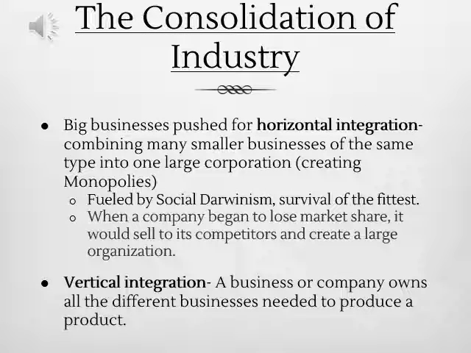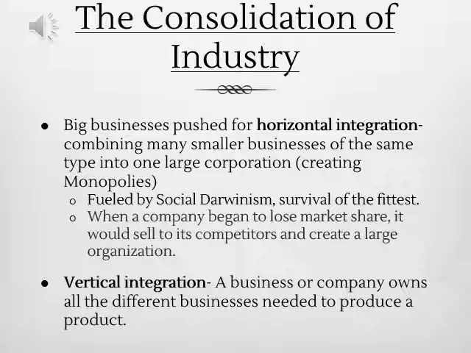Consolidation of industry. When big businesses pushed for horizontal integration, like Rockefeller, combining many smaller businesses of the same type into one large corporation and created monopolies. This was fueled by the term social Darwinism, or survival of the fittest. And when a company began to lose market share, it would sell to its competitors and create a large organization.